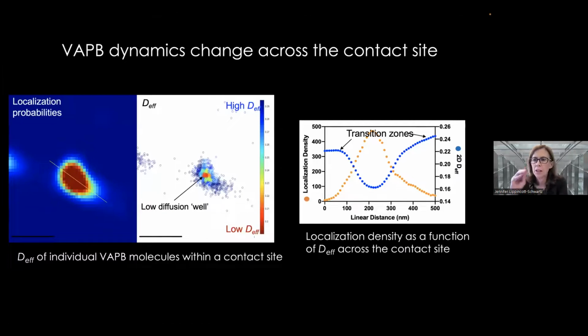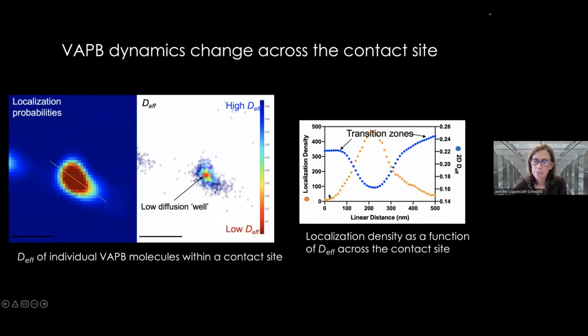Well, we have single molecule information in these contact sites. We know what their shape is. Can we get information on the diffusional landscape within the contact sites of a particular molecule like VAP-B? And this is an attempt to do that. Basically, we're plotting all of the molecules that have moved in and out of this contact site that we've identified by this localization probability. And we can determine the point diffusion coefficient of the molecule at different positions across that whole contact site.